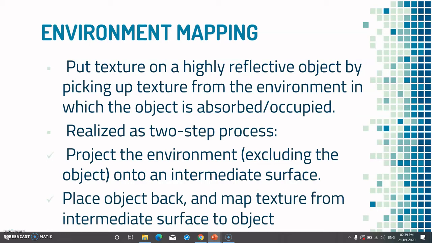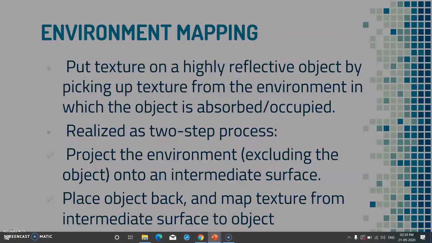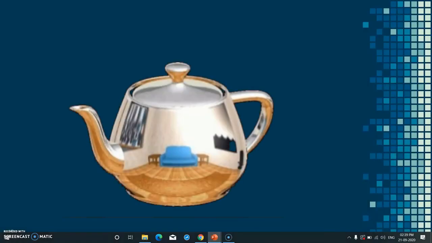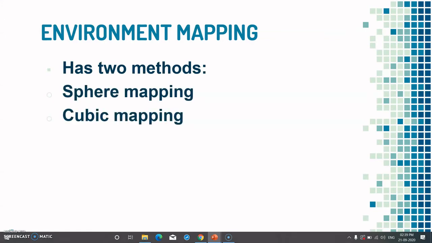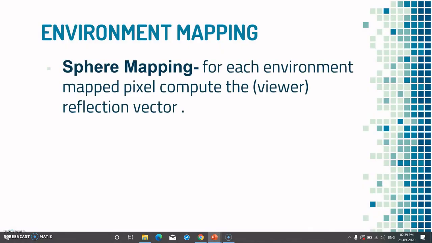So we'll place the object back where it was and map the texture from the intermediate surface to the object. So this is how it looks. Here we have an object of a kettle, but we have textured the environment into the kettle. Now environment mapping has two methods, sphere mapping and cubic mapping. Let's see what sphere mapping is.